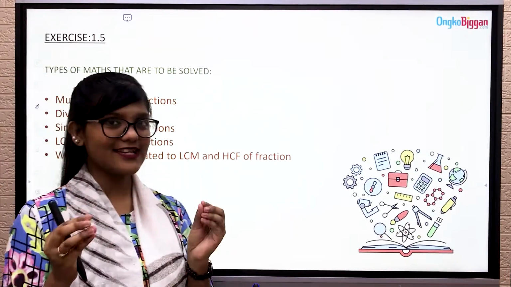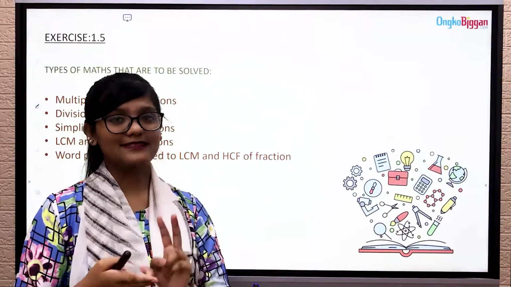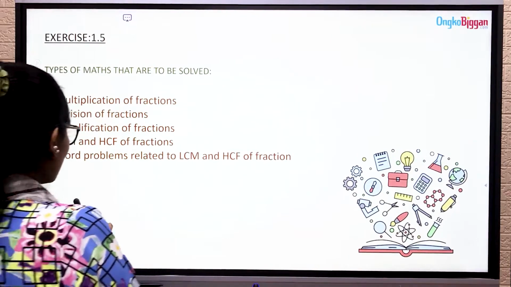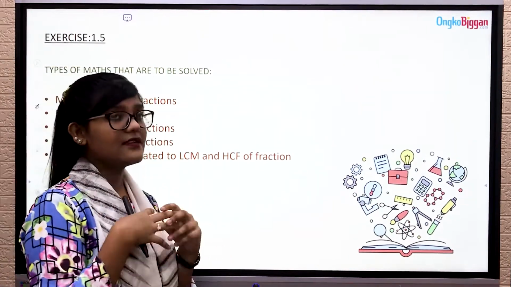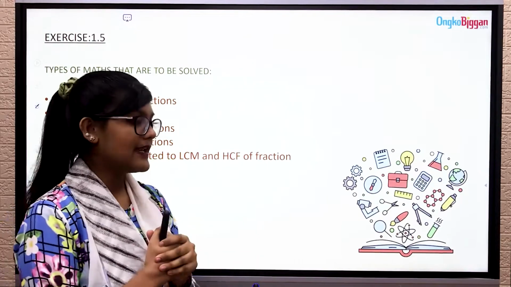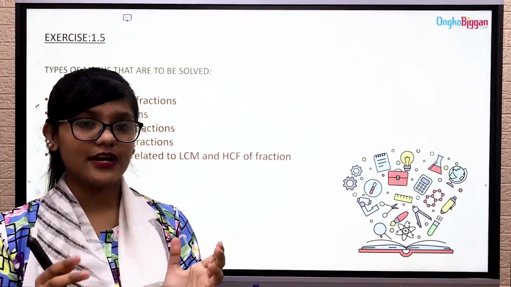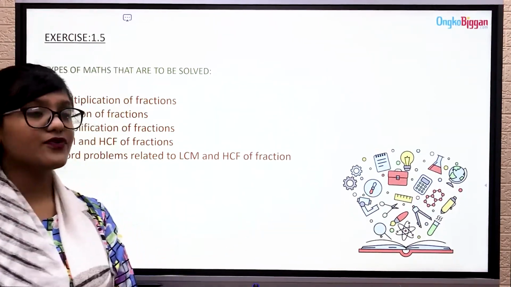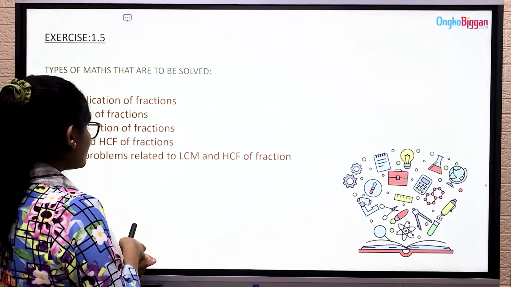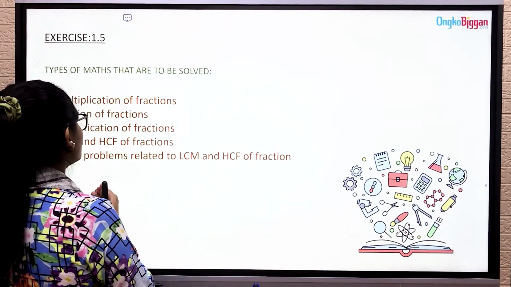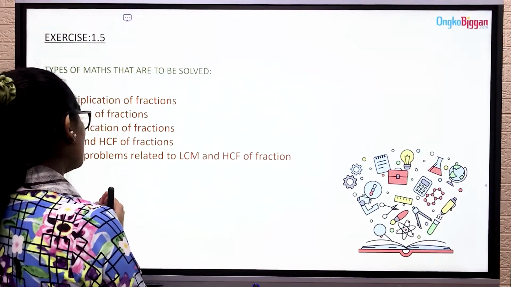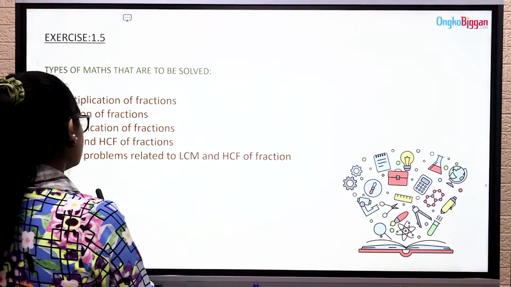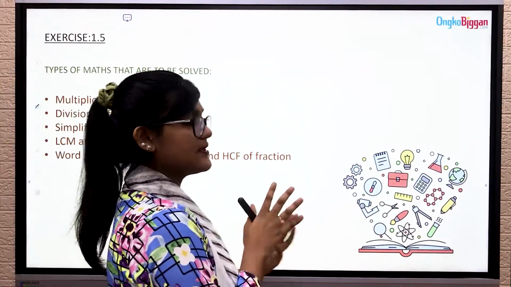That means in a single math you will be given plus, minus, and also brackets, and other stuff. It's very interesting. And LCM and HCF of fractions. In exercise 1.3 we learned finding the LCM and HCF of just integers, whole numbers, but we will learn how to find the LCM for fractions, and what problems are related to LCM and HCF of fractions. So in this chapter we are going to learn how to find the LCM and HCF of fractions as well.